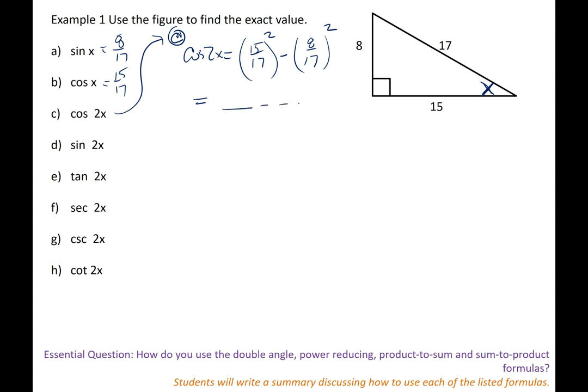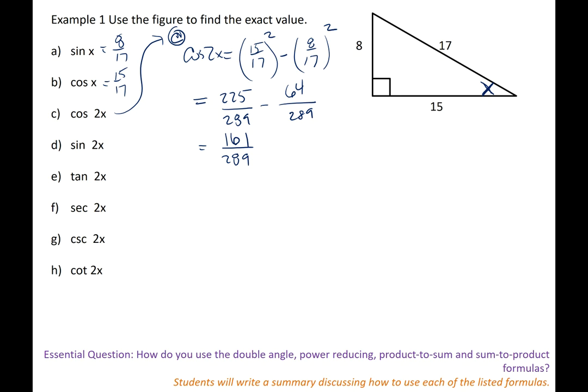If you don't remember your square numbers, there are some posters up in the room that'll help you with them. One's over there, one's by the door. So tell me, what is 15 squared? 225. And what's 17 squared? And I get that twice, right? What's 8 squared? 64. Good. All right, so 225 minus 64 is 161.